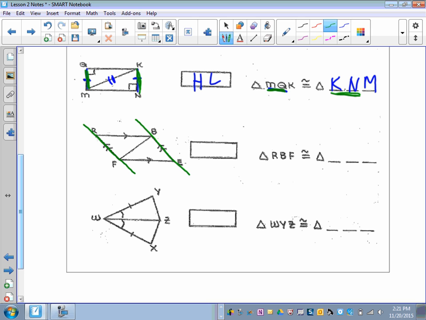If these are my parallel lines, and I have this transversal, alternate interior angles. These are my parallel lines. This is my transversal. So alternate interior angles are congruent. So I know those two angles are congruent.